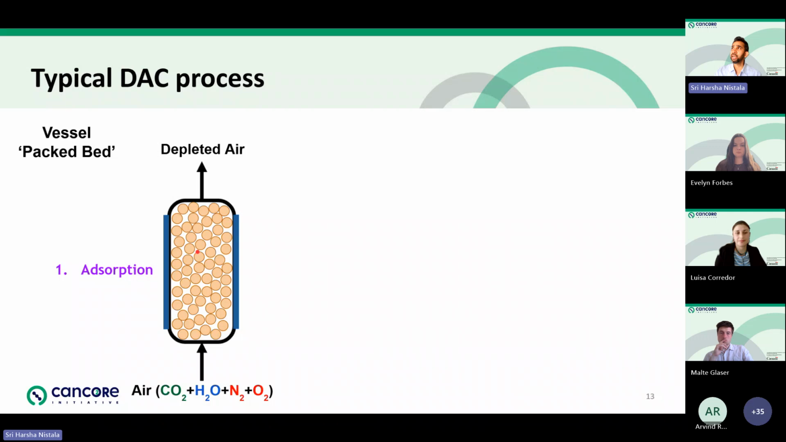And when air is passed through the vessel containing the sorbent, the CO2 and the water which are present in air stick to the surface of the sorbent, while the nitrogen and the oxygen present in air will fill up the gaps or the voids in between the particles. This is the first step, known as adsorption.